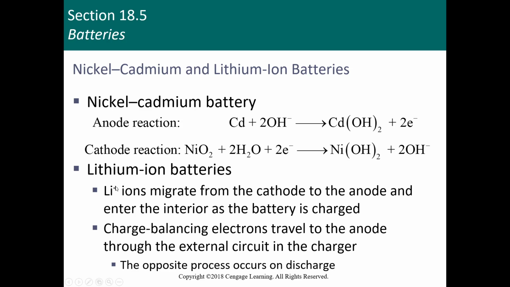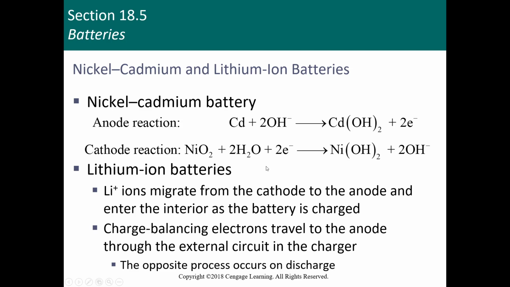You pass the lithium ions through your salt bridge. It's actually a membrane, but you get what I'm talking about. It's an electrolyte membrane, a more advanced version of a salt bridge. And so these lithium ions will migrate from your cathode to your anode when it's discharging power, and they will enter the interior of the battery as it's charged.